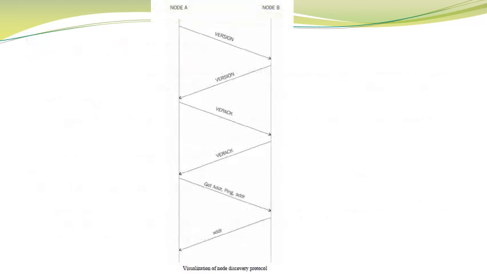So we will try to understand what will happen when a node joins the network. In the previous slide we studied that there are two nodes, node A and node B, and node A wants to join a network. So it will send a version message, and it will advertise itself by sending the version. Then the remote node will also reply with the version.